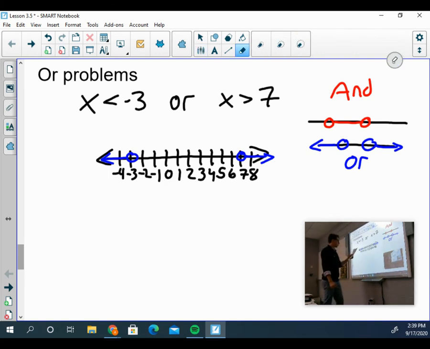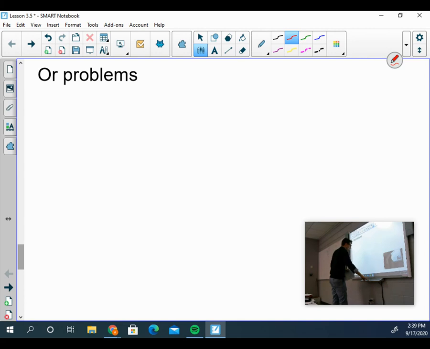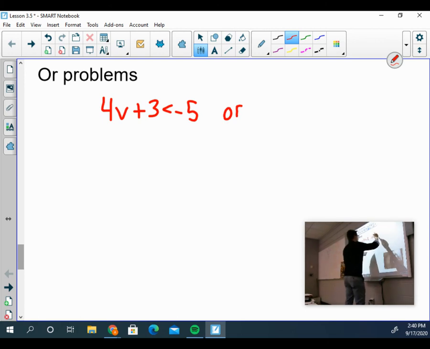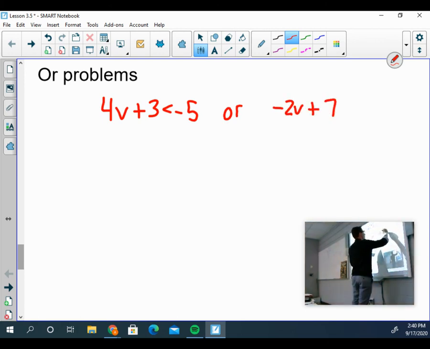So the question becomes, how do I solve an or inequality if it's in a compound, or if it's in an algebraic situation? Well, what if we have 4b plus 3 is less than -5, or -2b plus 7 is less than 1.